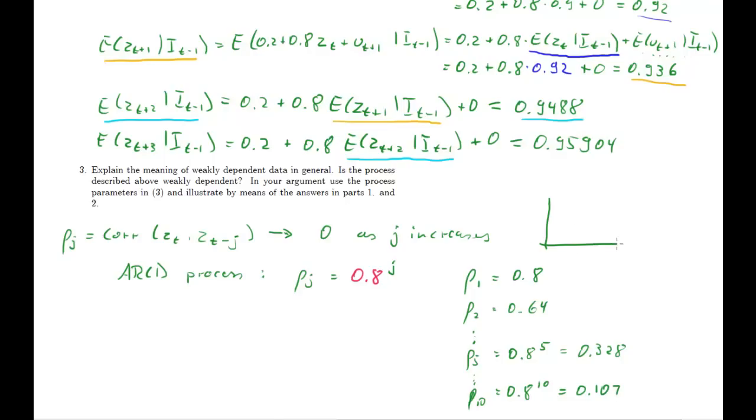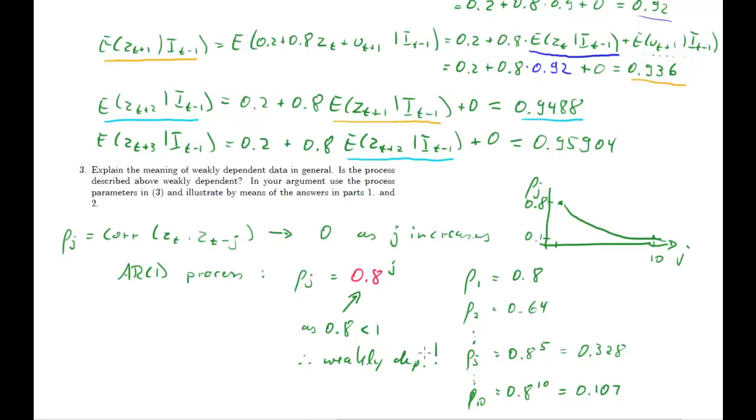If you were to draw the correlogram here, so here we have our rho_j's, here we have our j's. At 1, we started at 0.8. At 10, we have come down to 0.1. So we see that correlation declining quite significantly. So what we said, in fact, as 0.8 is smaller than 1, indeed we have a weakly dependent or a stationary process.